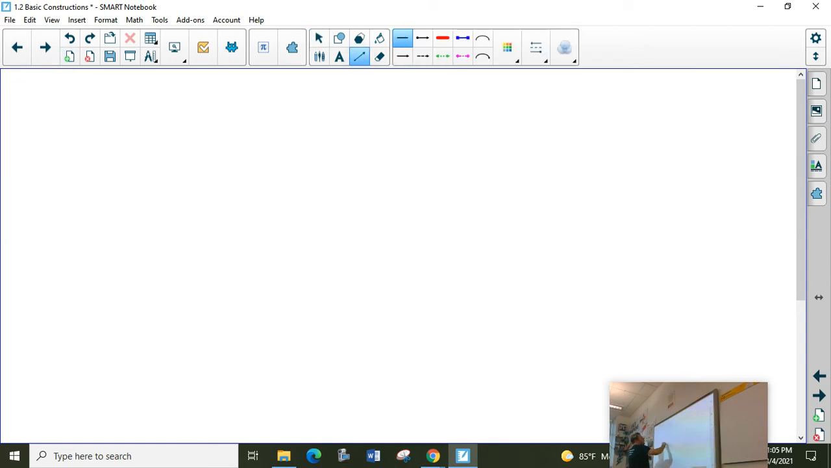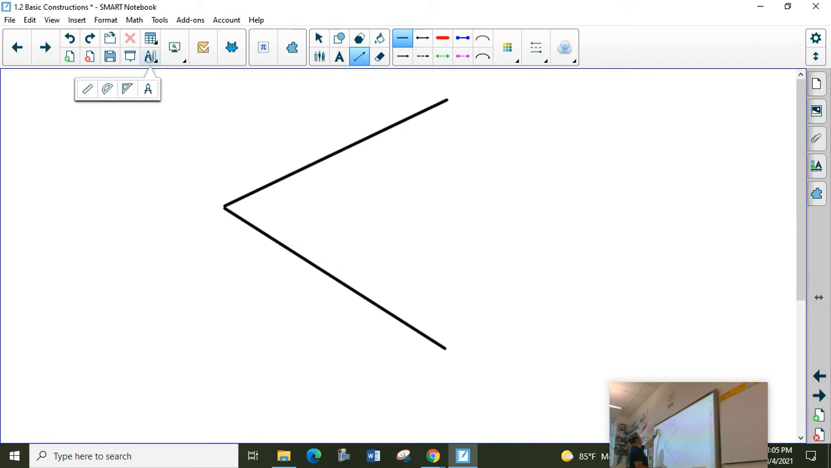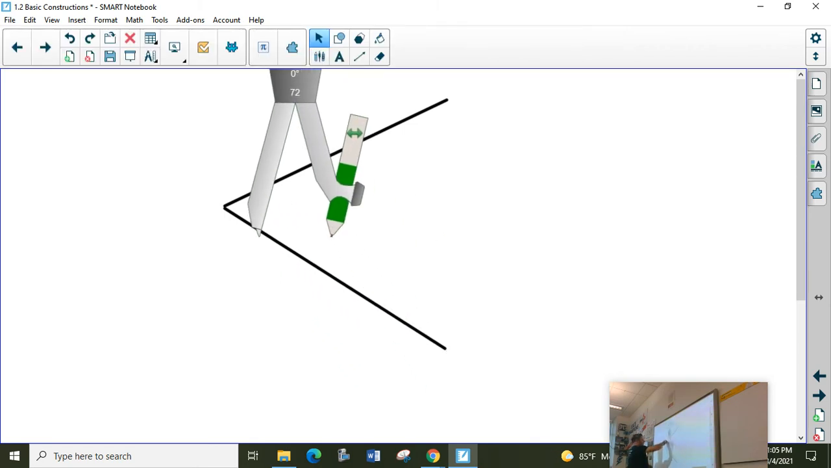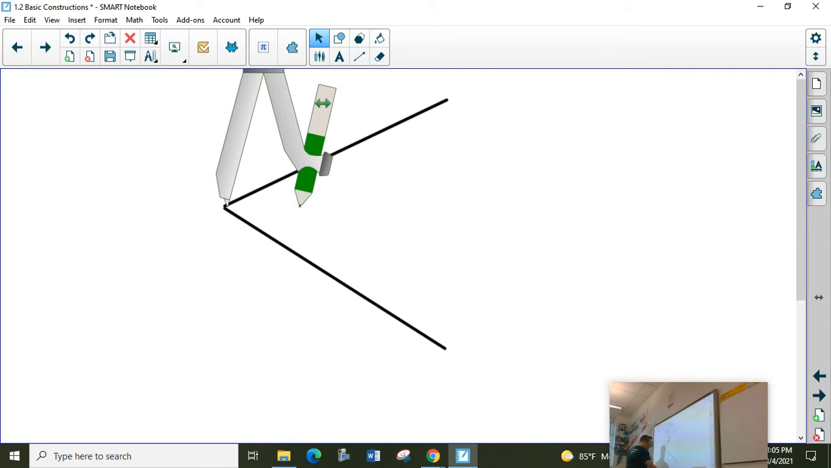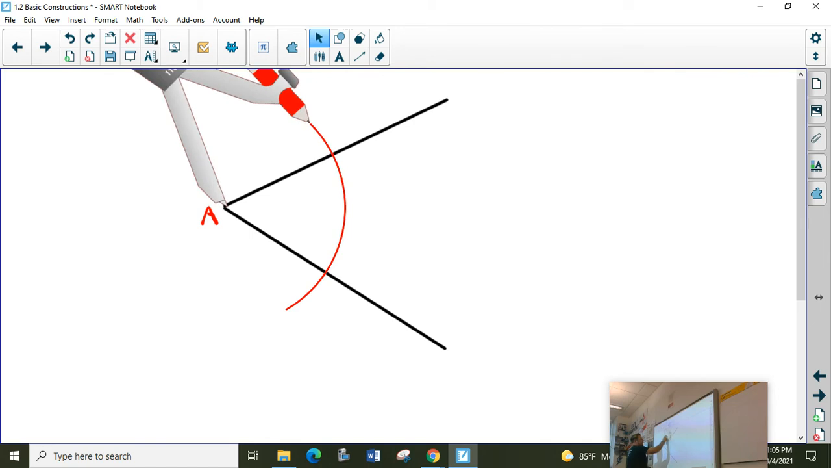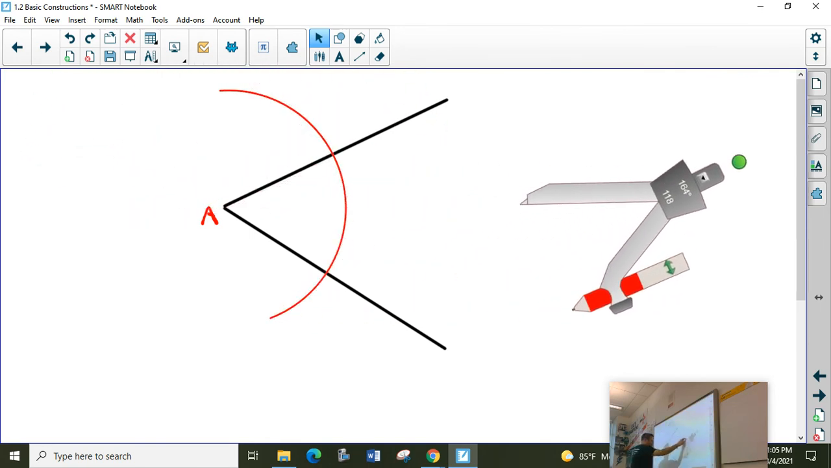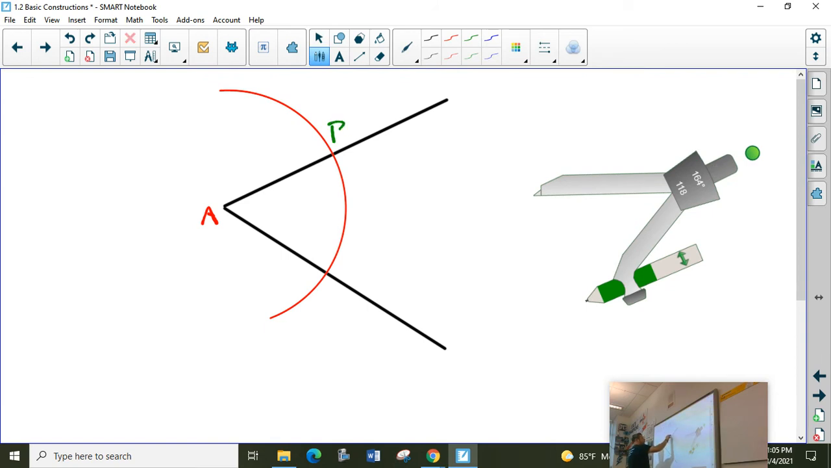So an example here is, the first thing I'm going to do is label this A. I'm going to make an arc, and I can make it any size I want to. Okay, any size. We're going to go with B and C. Now, what I'm saying here is that you can do this any way.